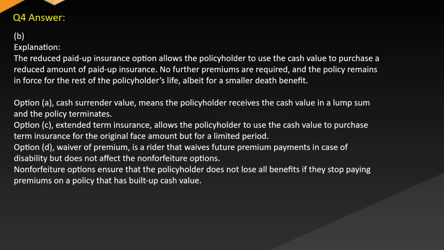Option A. Cash surrender value means the policyholder receives the cash value in a lump sum and the policy terminates. Option C. Extended term insurance allows the policyholder to use the cash value to purchase term insurance for the original face amount but for a limited period.